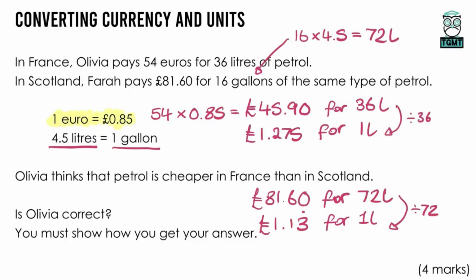Now, it said here, Olivia thinks that petrol is cheaper in France than in Scotland, but we've just showed that it's actually cheaper in Scotland. So is Olivia correct? We would just say no, Olivia is not correct. And we have all of our working out. To back that up, you could write after that actually it is cheaper in Scotland. And there we go, that is some currency conversions, but also dealing with different units.